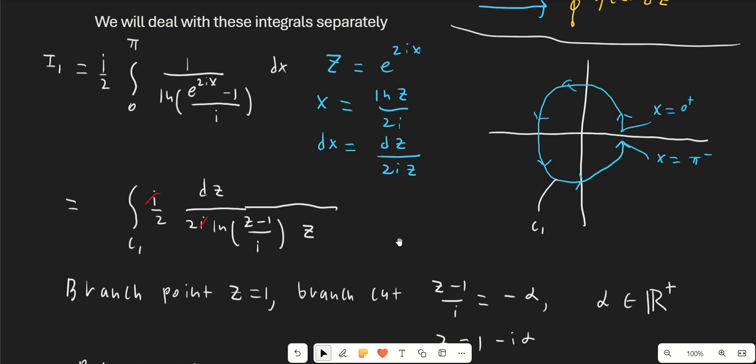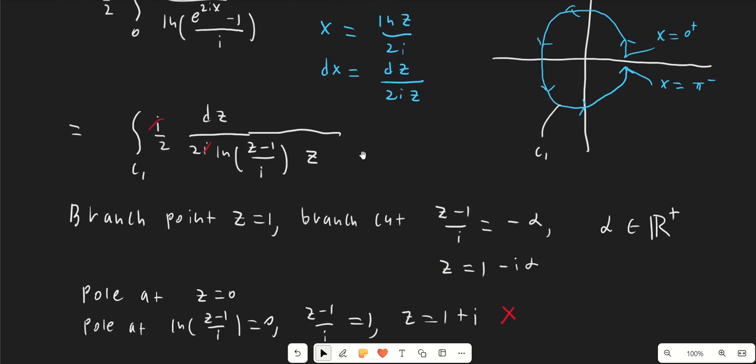And now we have to go ahead and determine a number of properties of our integrand. We need to find all the residues, all the poles, and we need to find branch points and branch cuts so that we can avoid all of those and construct a nice contour to do some contour integration. So first of all, our branch point is z equals 1 because that's the point where the input of the natural logarithm is 0.